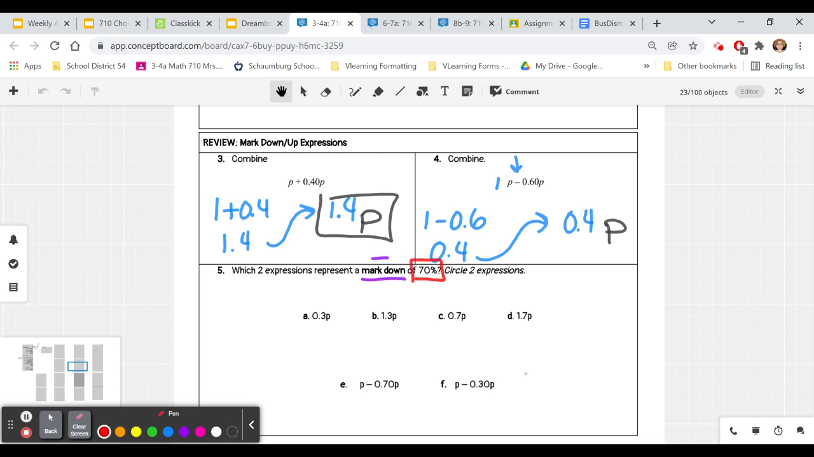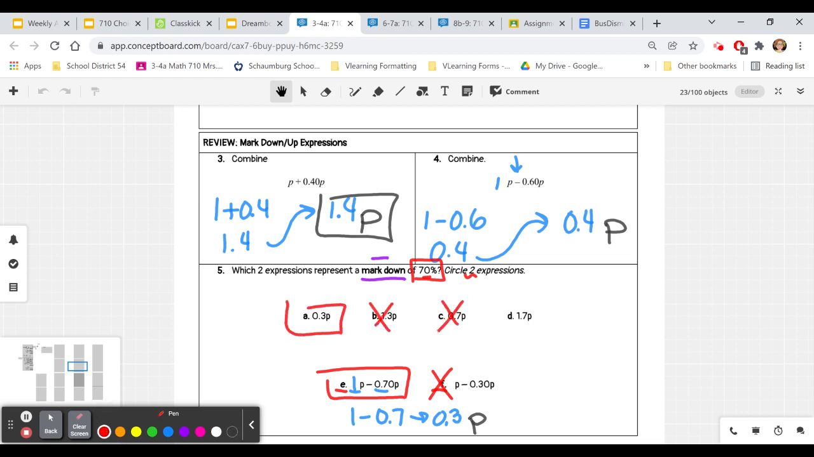Which two expressions represent a markdown of 70%? Circle two expressions. Markdown means we're going to have subtraction, and we see here that E and F both have subtraction, but what are we marking down? 70%, which means we're going to be able to get rid of F. So E would be p minus 0.7p. When we combine those like terms, we can put a 1 in front of that p and take 1 and subtract away 0.7, and that actually gives us 0.3p, which also happens to match A. These do not work.